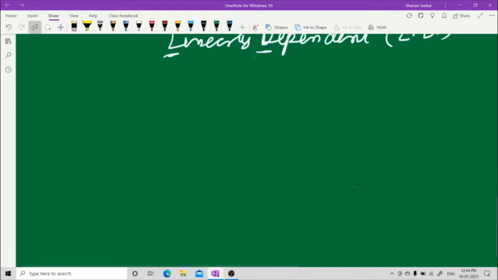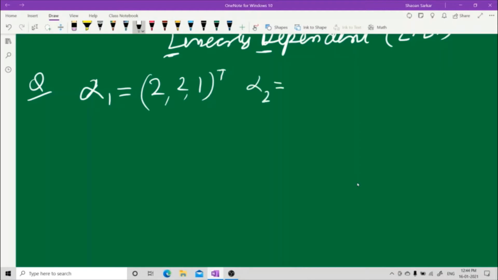Now see, first example, question. Suppose I am given one vector, say alpha 1. Alpha 1 is given as 2, 2, 1 transpose. These are all commas. Alpha 2 is given as 1, 3, 1 transpose. And alpha 3 is given as 1, 2, 2 transpose. Let me write it clearly. Here it is 1, 2, 2 transpose. I know what you mean by transpose.